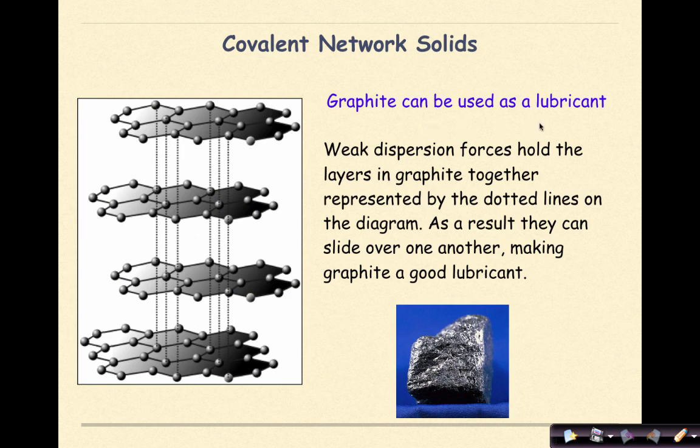Graphite can also be used as a lubricant. Weak dispersion forces hold the layers in graphite together. These are represented by the dotted lines on the diagram. As a result, they can slide over one another, making graphite a good lubricant.